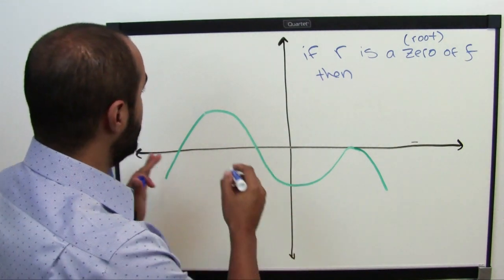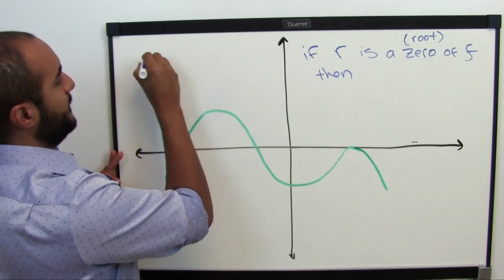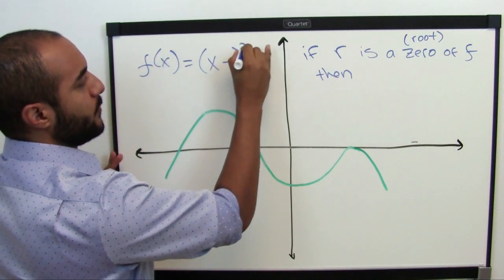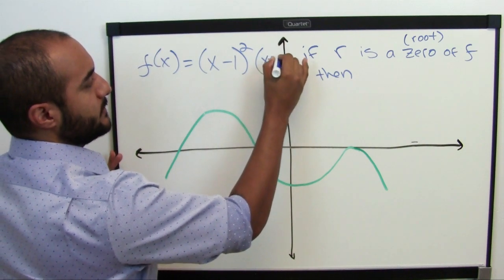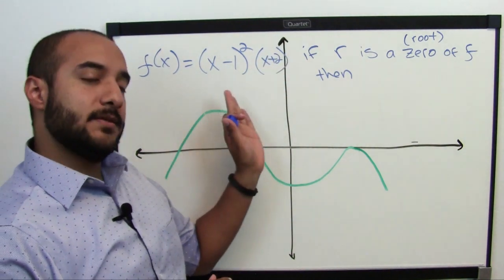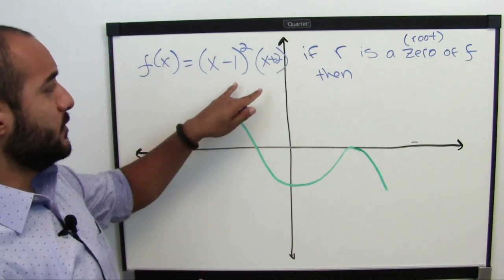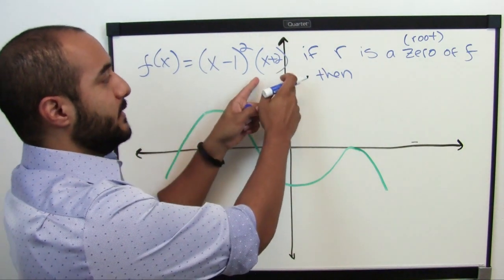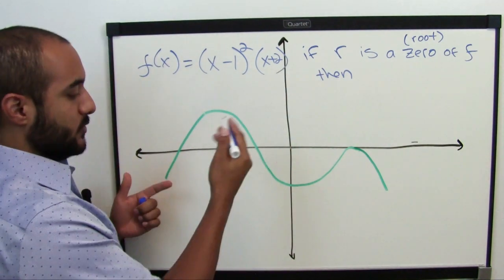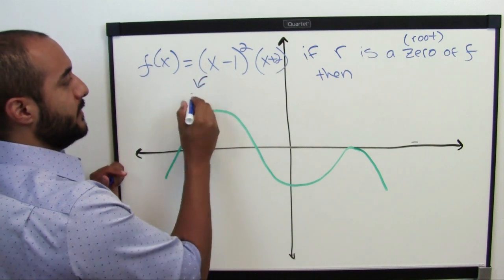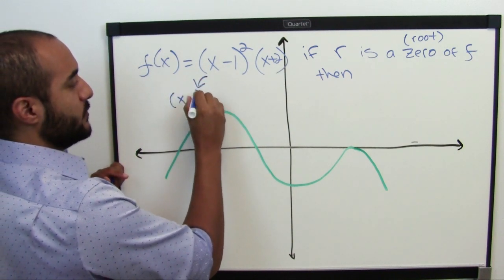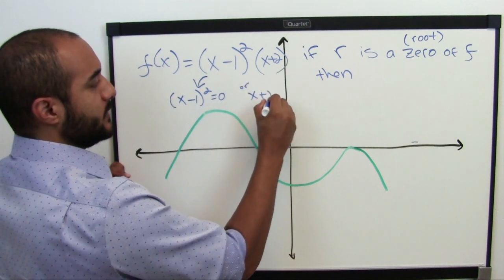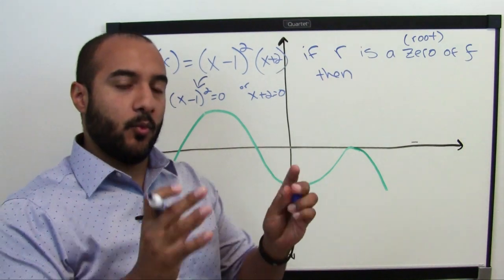So I'm just going to make one up here. Let's say that we have f of x is equal to x minus 1 squared times x plus 2, right? If this is what we have, then to get x-intercepts, just like you've done before, you need to know when these would be equal to 0, okay? So this lets us know that either this x minus 1 squared is equal to 0, or x plus 2 is equal to 0.